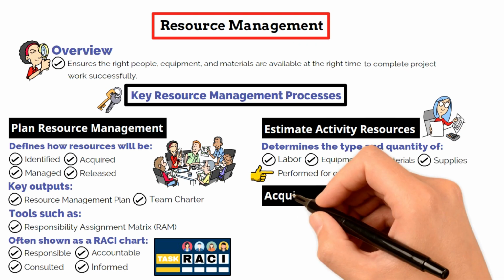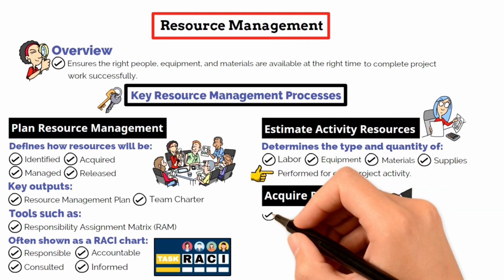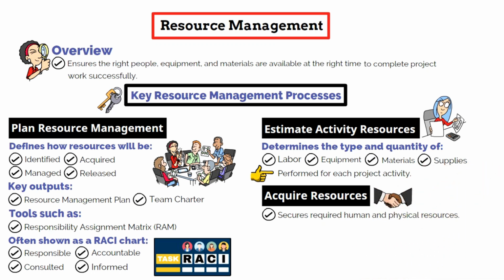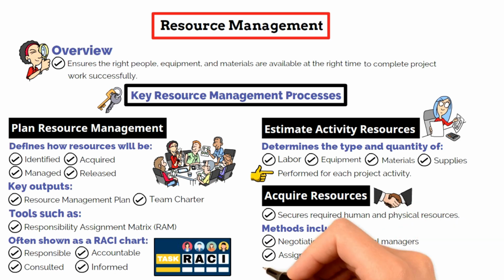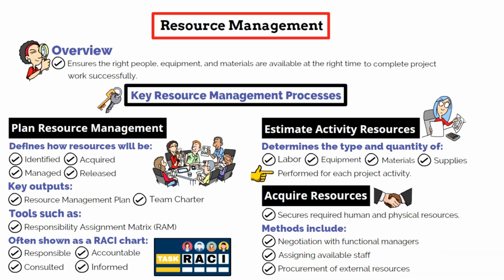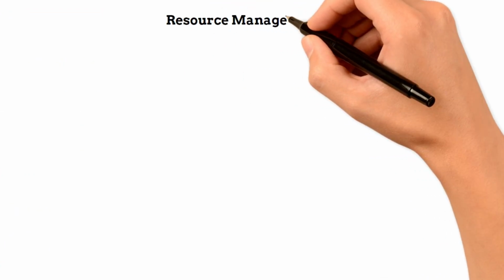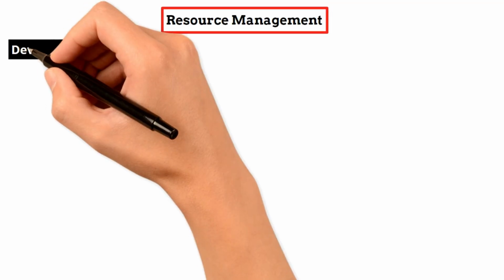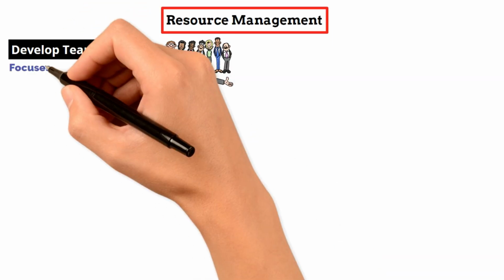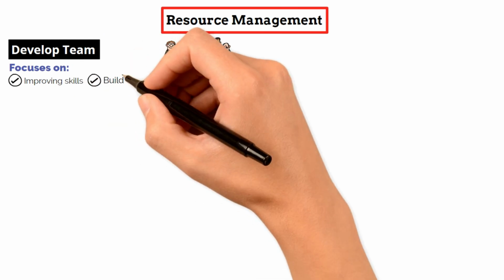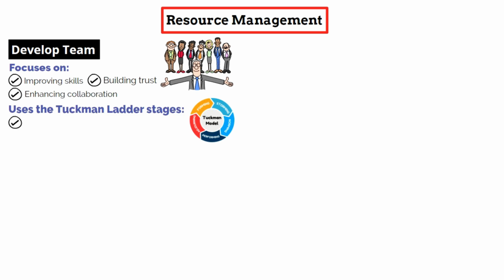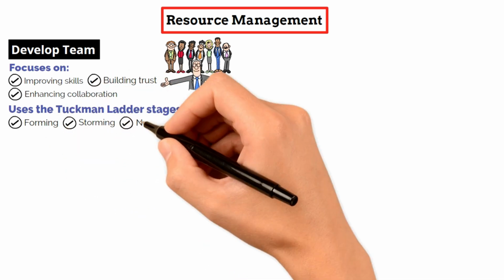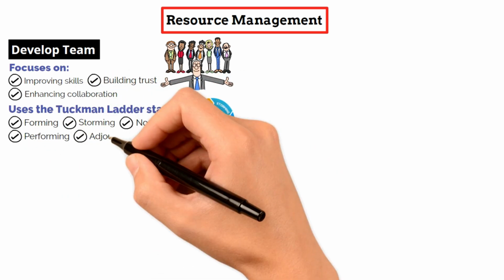After estimating, you move to acquire resources, where you secure both human and physical resources. This may involve negotiation with functional managers, assigning available staff, or obtaining resources through procurement. Once resources are secured, the project manager focuses on developing the team. This process builds team skills, fosters trust, and improves collaboration. The Tuckman ladder describes the stages of team development: forming, storming, norming, performing, and adjourning.